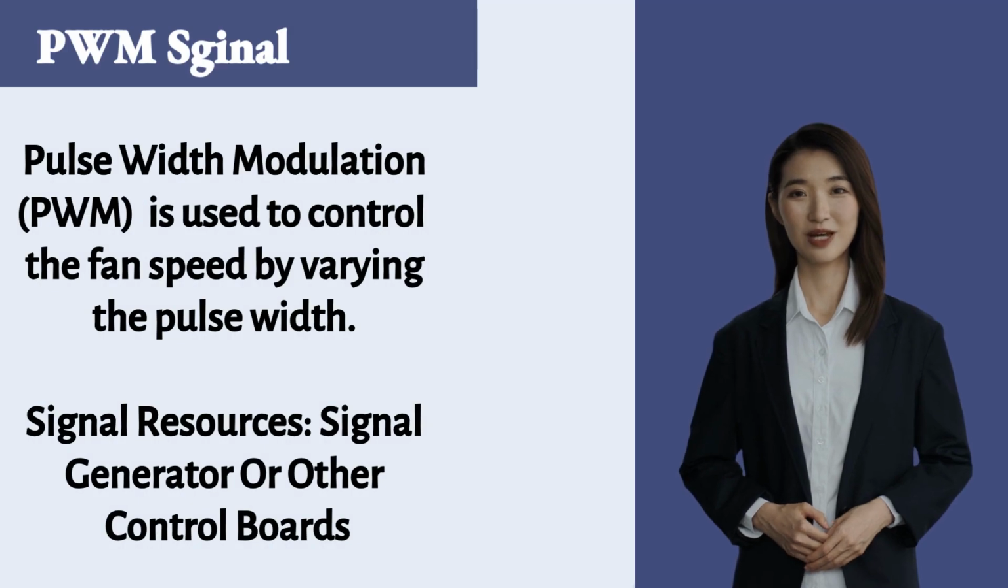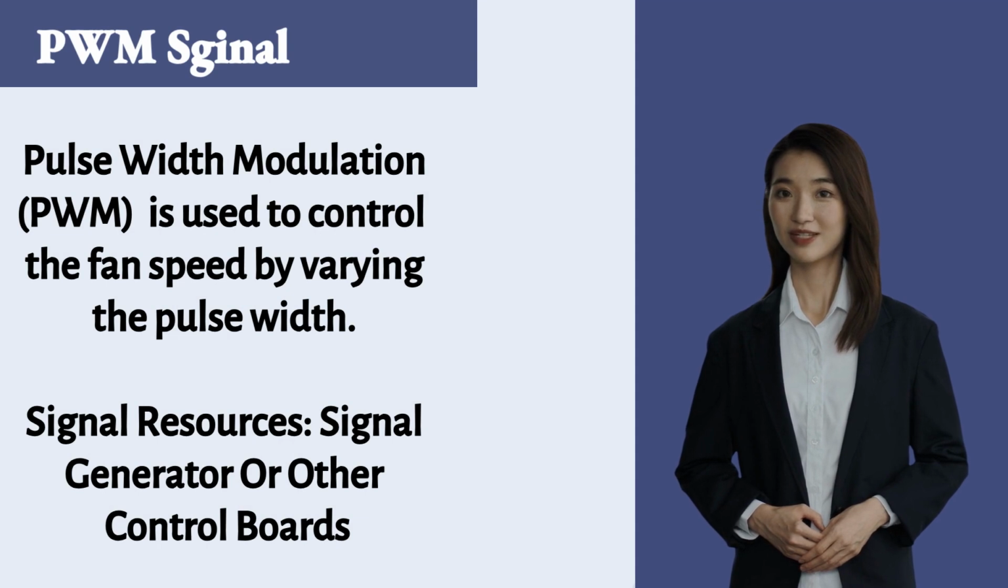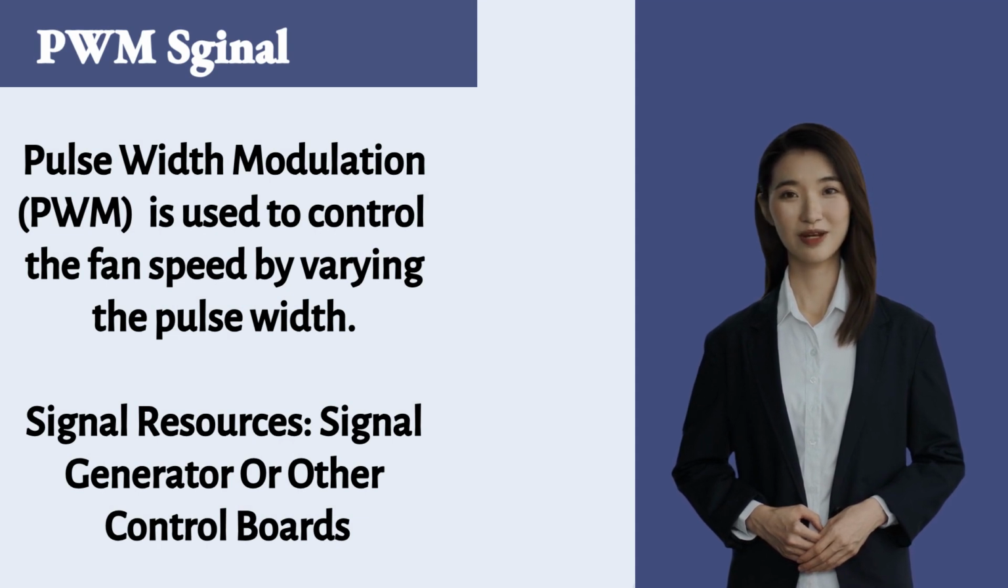Now, let's come to PWM signal first. Pulse width modulation, PWM, is a technique used to control the fan speed by varying the pulse width. It is a single input from our customer's control board to control fan speed.